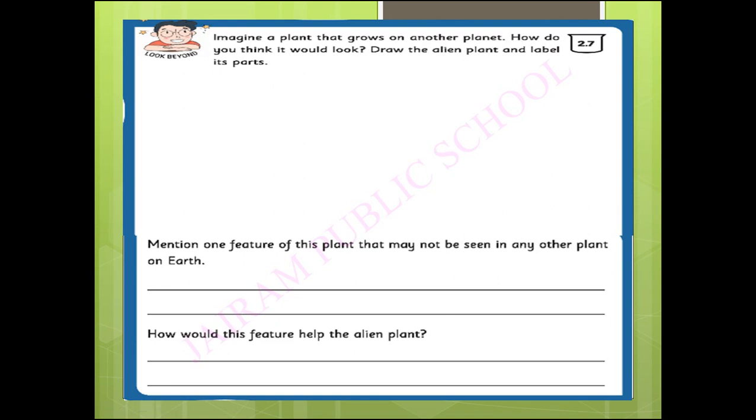So you think and draw your alien plant here, and mention one feature of this plant that may not be seen in any other plant on earth. So there will be many differences between the alien plant and the plant on the earth. So the one main feature that is different, you need to write here. Your next question is, how would this feature help the alien plant? Some special features will be there for the alien plant. How does it help the alien plant to grow? That is what you are going to write in the second question. So you can do this by yourself. Your creative idea you can share.